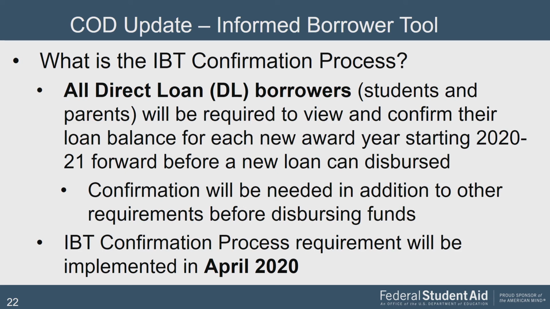This process requirement is going to be implemented in April 2020 because that's when the schema with the new tags is going to be available. But it's only going to apply for the 2020-2021 award year.